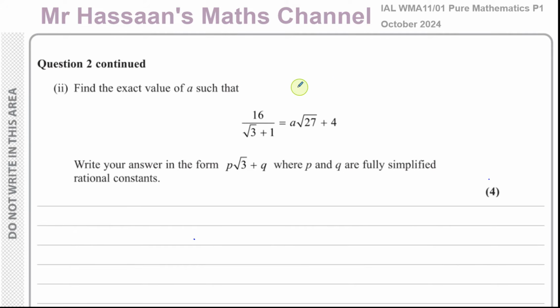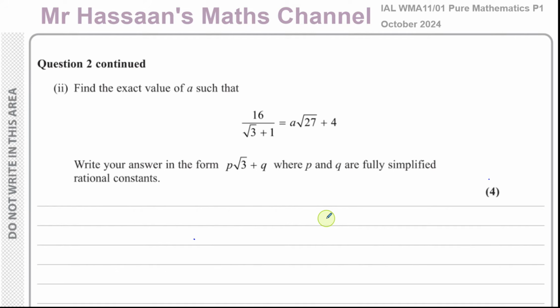And part 2 is about surds. So it says calculate the exact value of a such that 16 over root 3 plus 1 equals a times root 27 plus 4. Write your answer in the form p root 3 plus q, where p and q are fully simplified rational constants. So we have to deal with things in surd form.